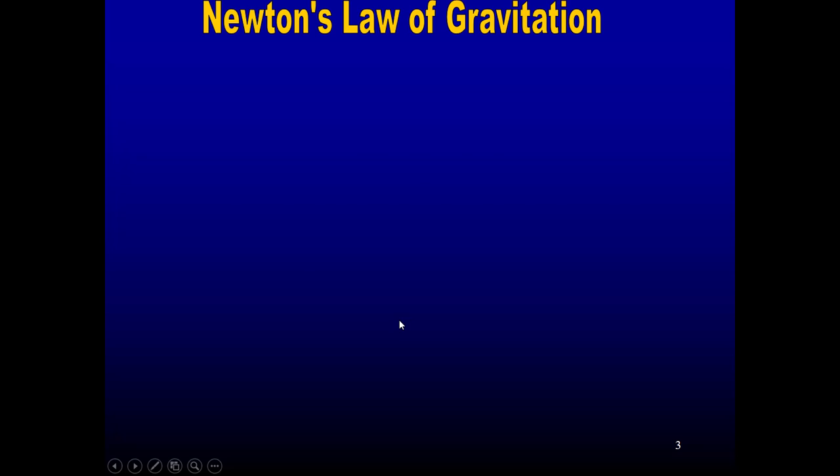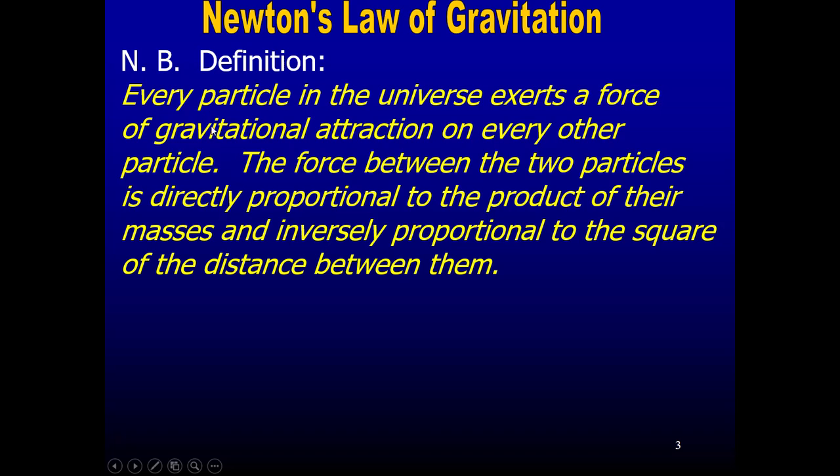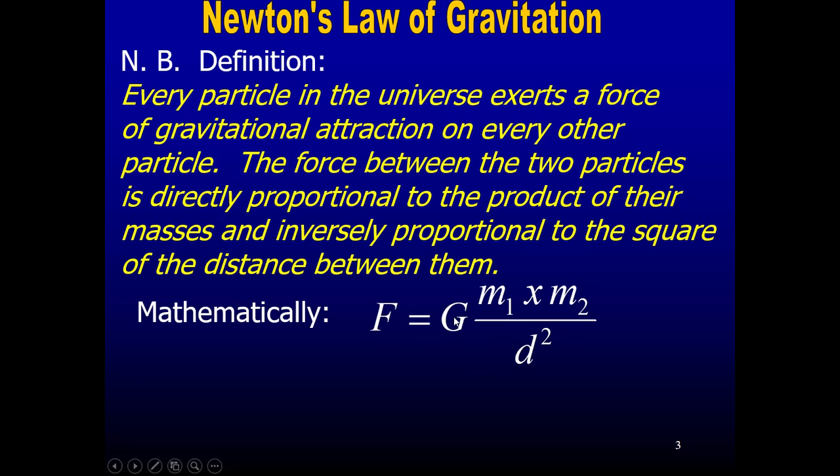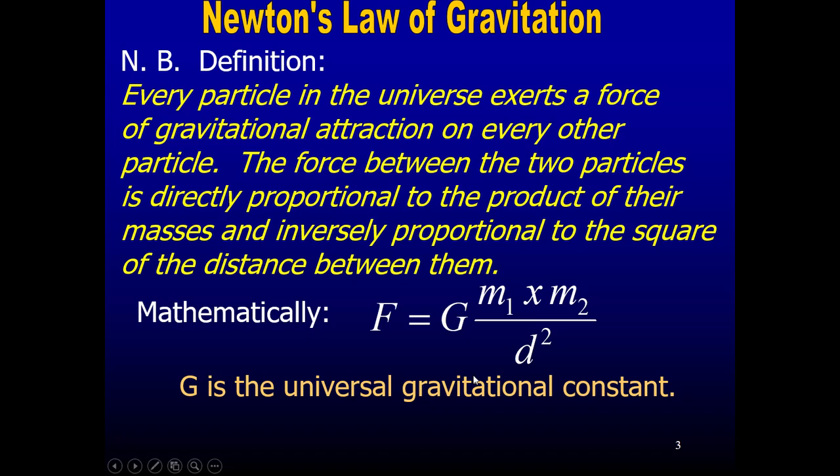Okay, so Newton's law of universal gravitation tells us that every particle in the universe exerts a force of gravitational attraction on every other particle. The force between the two particles is directly proportional to the product of their masses and inversely proportional to the square of the distance between them. Mathematically, we express it as F is equal to G times m1 times m2 over d squared, where capital G is the universal gravitational constant, and it has a value of 6.67 times 10 to the power of negative 11 newton meter squared per kilogram squared.